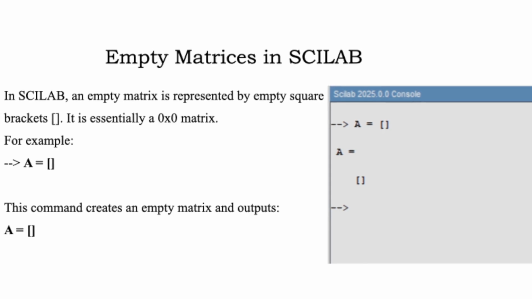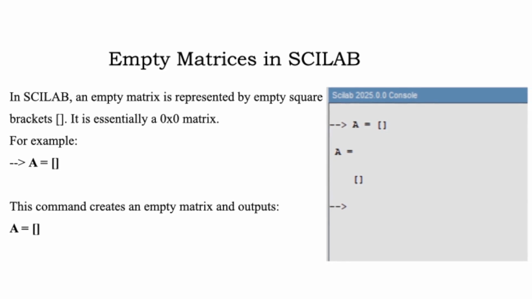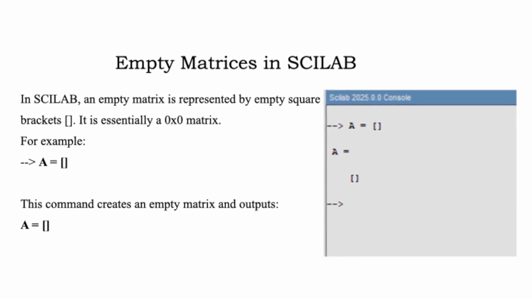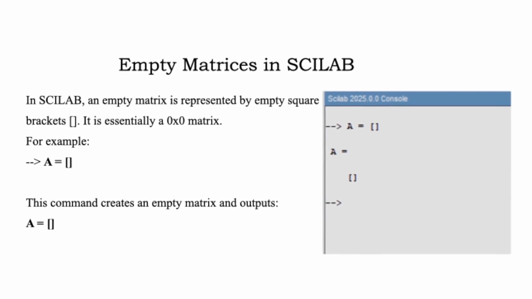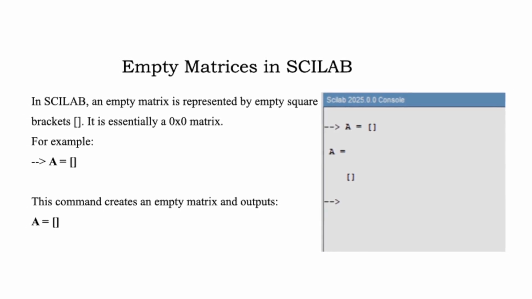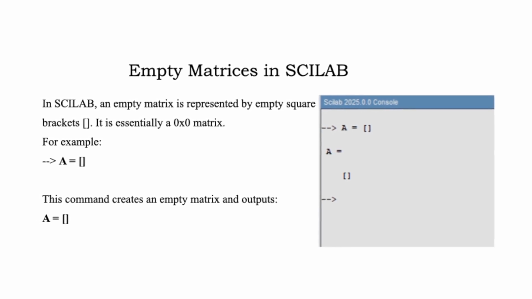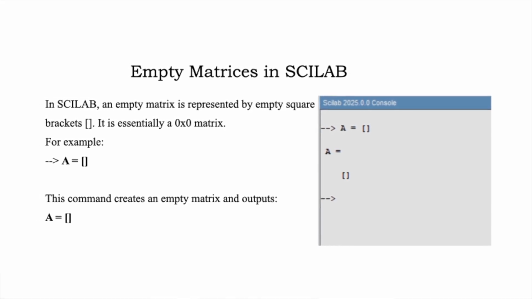In Scilab, an empty matrix is represented by empty square brackets. It is essentially a 0 by 0 matrix. For example, A is equal to an empty square bracket. This command creates an empty matrix and outputs A equal to an empty matrix.